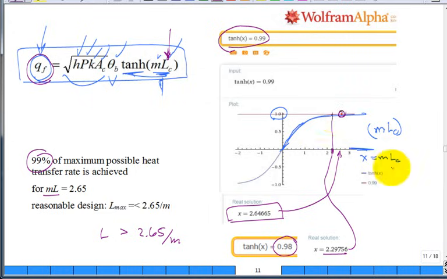So whatever your criteria is, say maybe I want 95%. Well, it's not going to be 2.65. It's not going to be 2.3. It's going to be shorter. So don't make super long fins. This shows you how long is, you're getting to the limit of being ridiculously long physically.